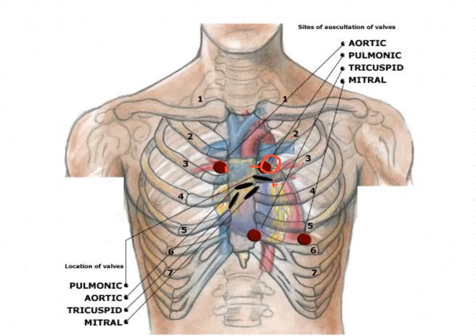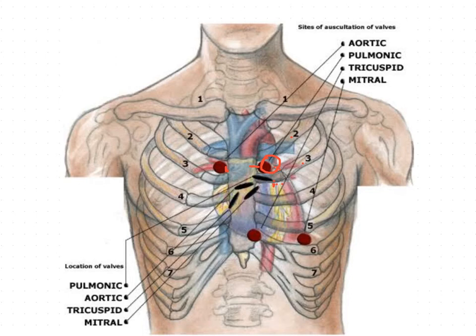This is the pulmonary valve. If you want to hear the sound of this pulmonary valve, you have to auscultate in between the second and third rib, that is the second intercostal space. Okay, this is the auscultation site for the pulmonary valve.